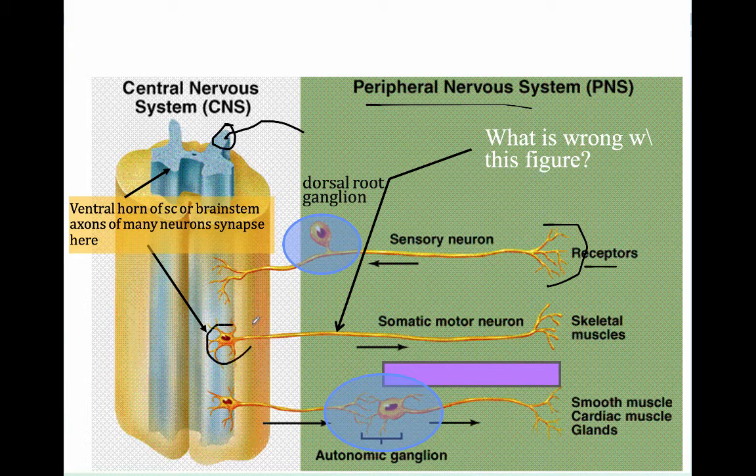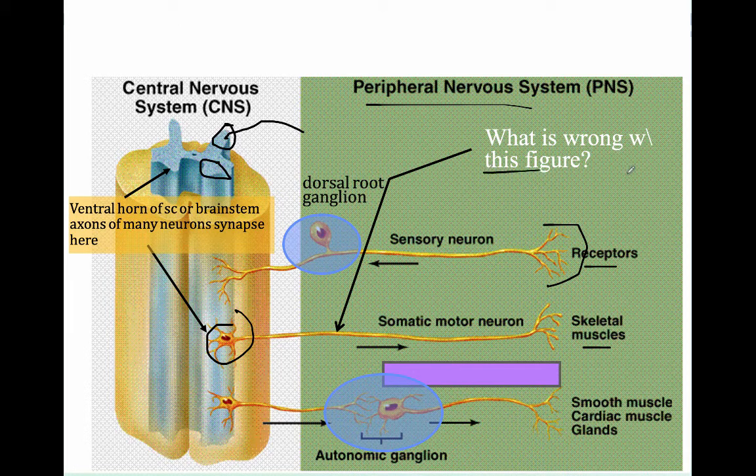Here is the cell body of a somatic motor neuron, and that cell body is actually, again, located here in the ventral horn of the gray matter in the spinal cord, and then the axon heads out and it will go to skeletal muscles. And you can see that we have one axon going all the way from the ventral horn of the gray matter all the way to the skeletal muscle.